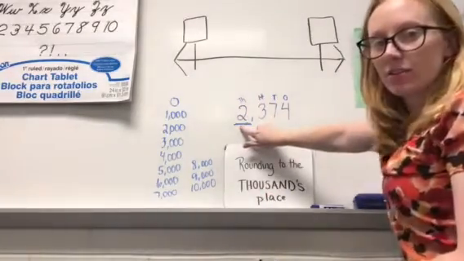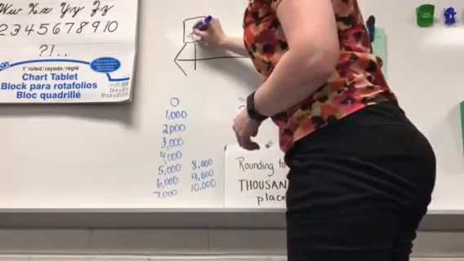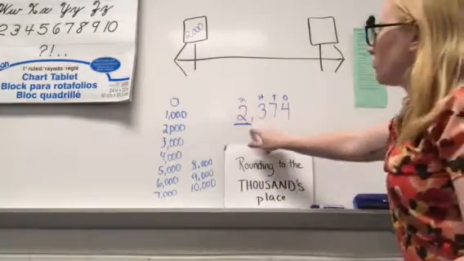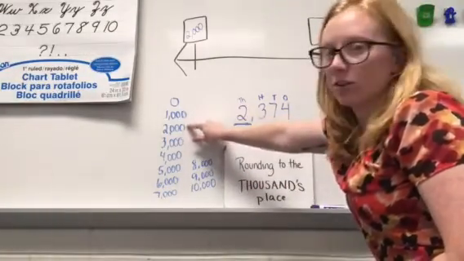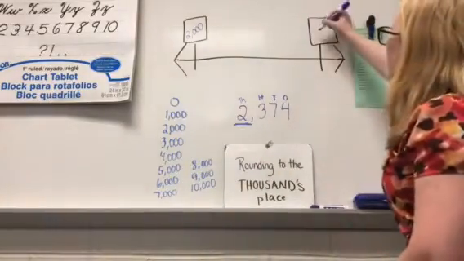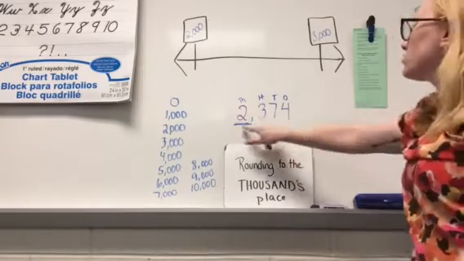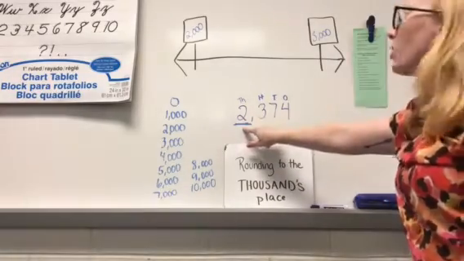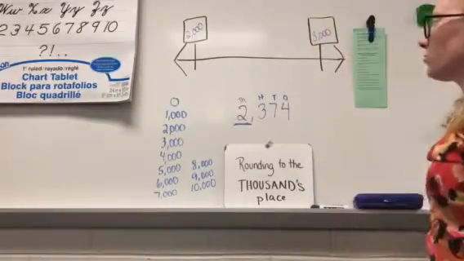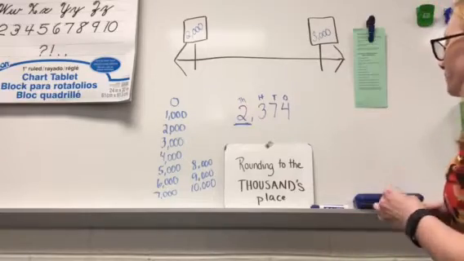Well, I know because it starts with a 2,000, I know that 2,000 is possibly one of the numbers that 2,374 is in between. So I'm going to come here and I see, okay, well, there's 2,000. What's the next 1,000 when I'm counting by thousands? 2,000, 3,000. And I'm going to double check. Is 2,374 somewhere in between 2,000 and 3,000? And it is. So I'm set up to start my rounding.